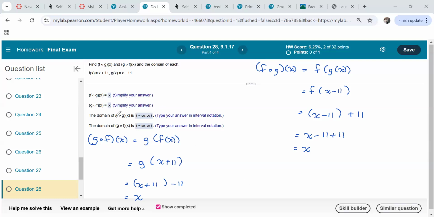Our domain, so if we look at my function here, that's just x. My domain is all real numbers. Same thing here, it's just x, so the domain of g composed with f is all real numbers again.